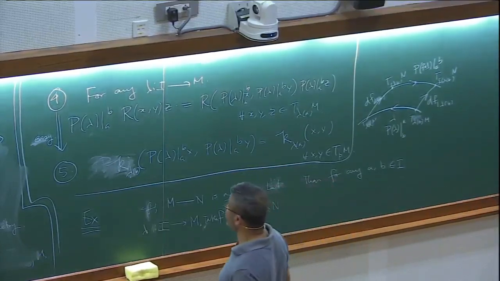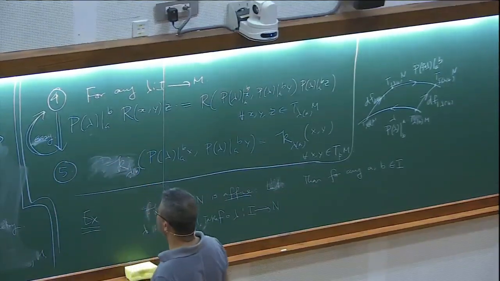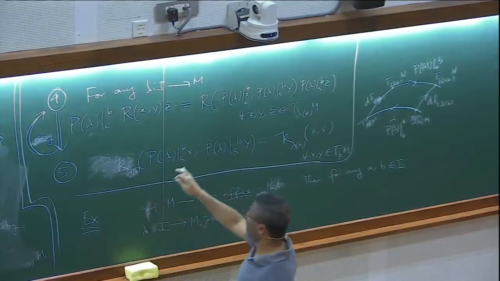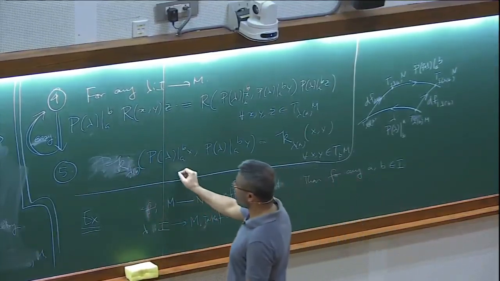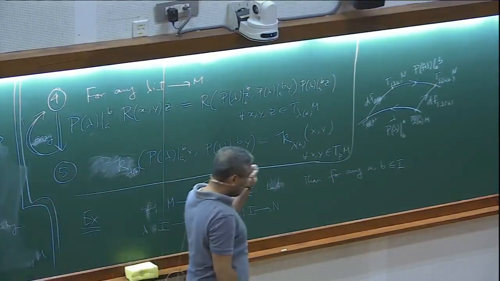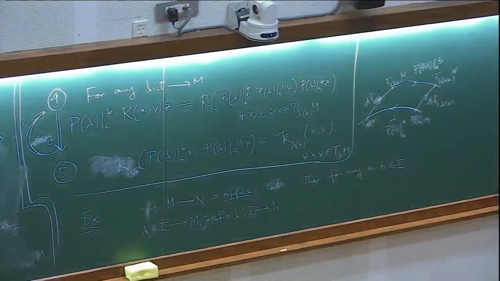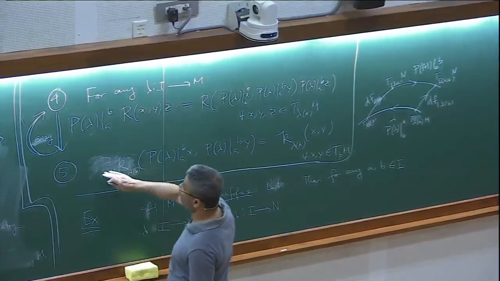On the linear spaces, this is an algebraic problem. It follows from a certain fact: a four-linear form B from V cross V to V, where V is a vector space over a field of characteristic zero, satisfying some bunch of symmetries, turns out to be zero. And from that fact, it follows that this implies this.